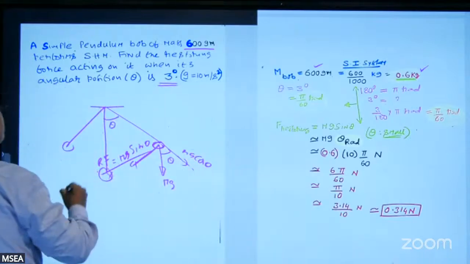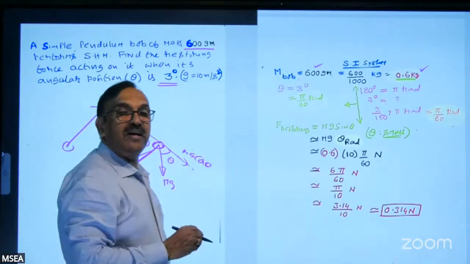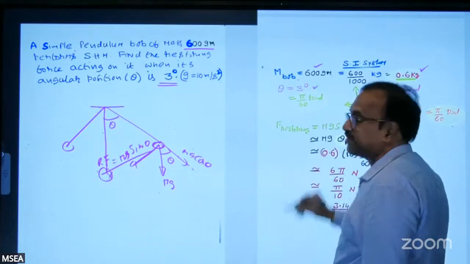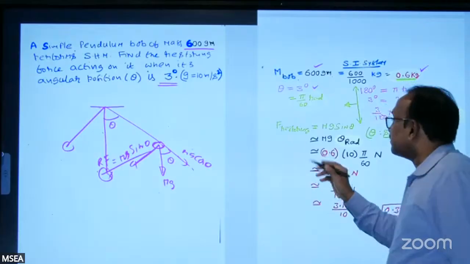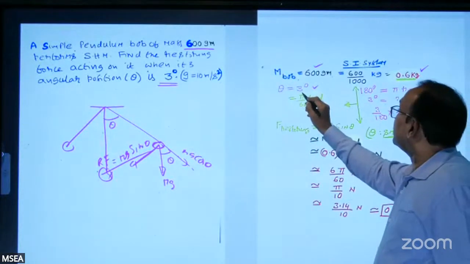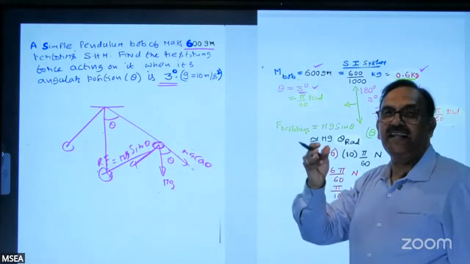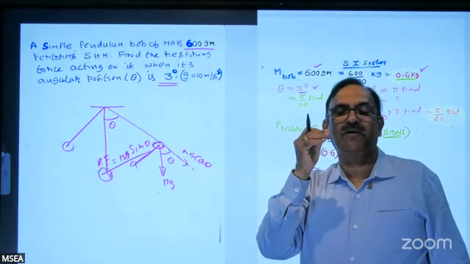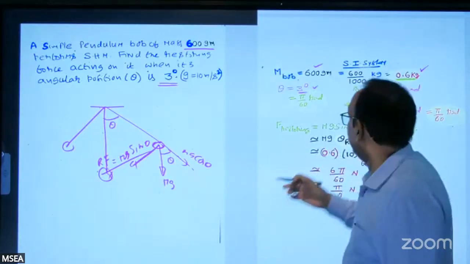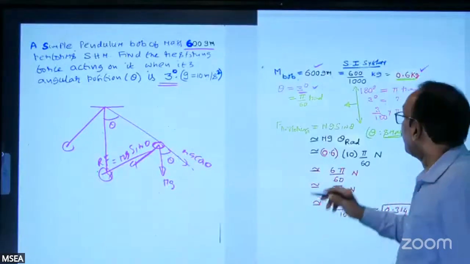Now we want to know what is the restoring force when the angular position is 3 degrees. The main point in the question is that restoring force is mg sin theta. This theta is 3 degrees. Any angle less than 6 degrees, we call it a small angle. So 3 degrees is a small angle.